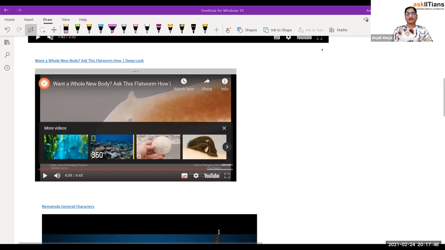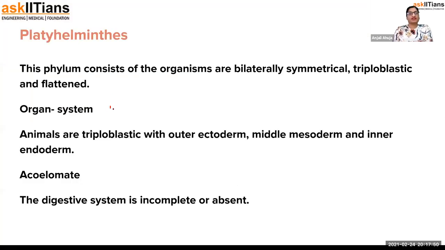Let me put back on the slideshow here. So at organ system level, they are triploblastic. You have seen that they are acoelomate and they have an incomplete digestive system, or the digestive system is absent. And the rest of the properties, about regeneration and how they're moving, you can just write up. We are done with flatworms.